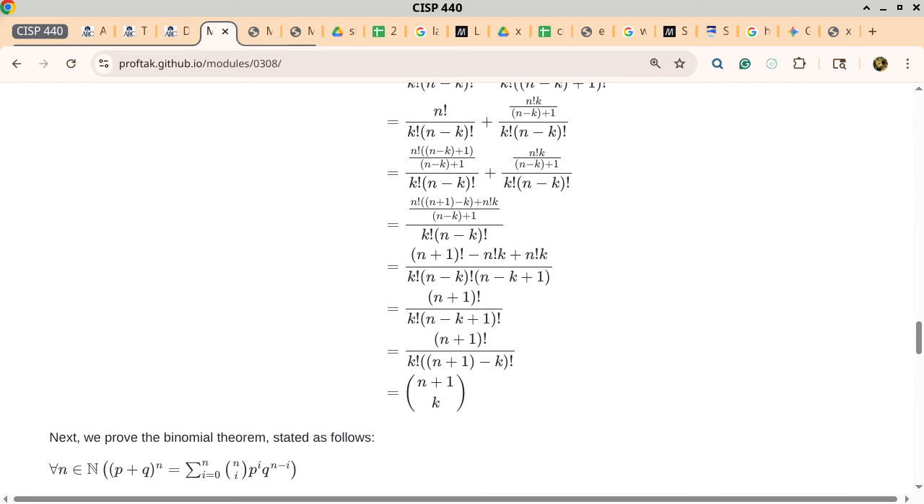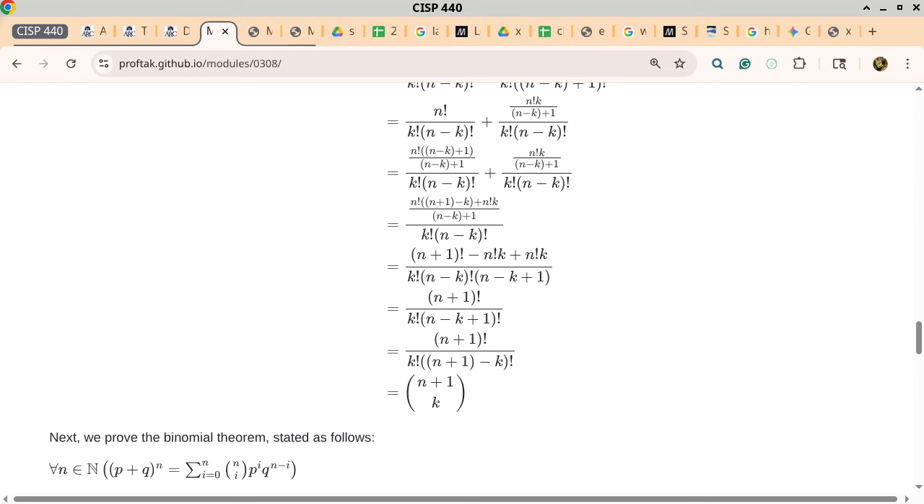N choose k is by definition, from the previous module, n factorial divided by (n minus k), the whole thing factorial, times k factorial. That is the definition. So all we are doing here is recognizing n minus 1 as one thing. So that's how we can conclude that the second to the last line is really the same thing as n plus 1, the whole thing, choose k. Yep. All right. So are we good with this?